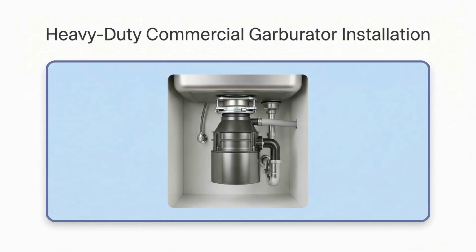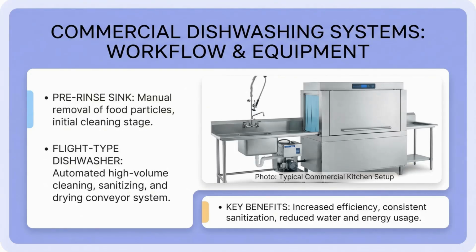Garburators, or food waste disposers, are used to reduce solid food waste. When installing these, you must carefully consider their connection to the sanitary sewer system. The size of the garburator is usually determined by the number of meals served per day and the type of facility. Commercial dishwashers are central to kitchen efficiency.